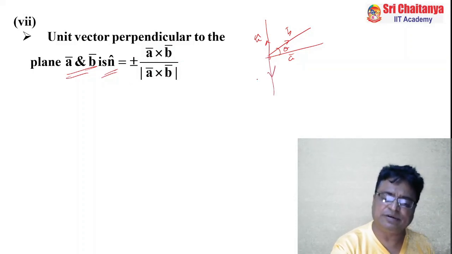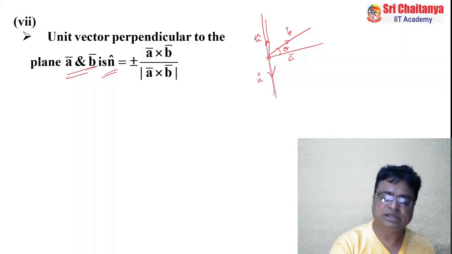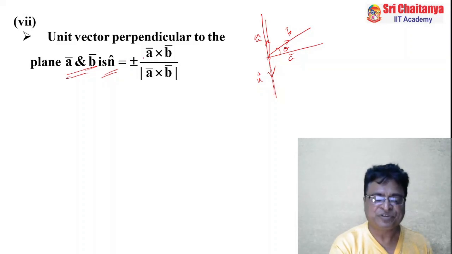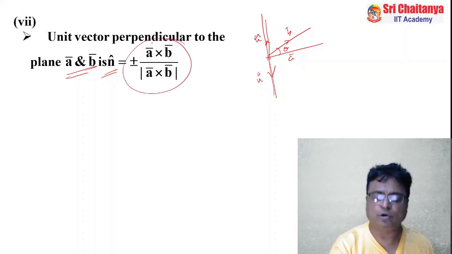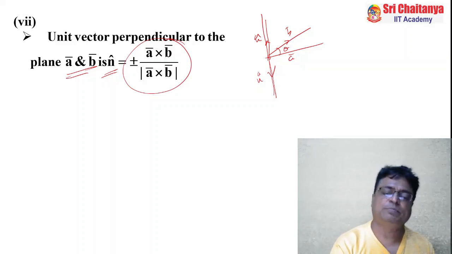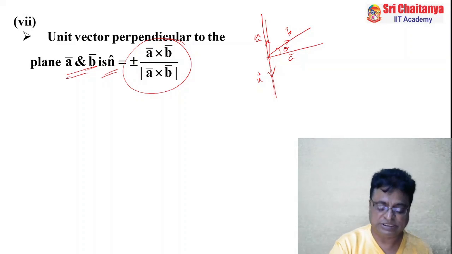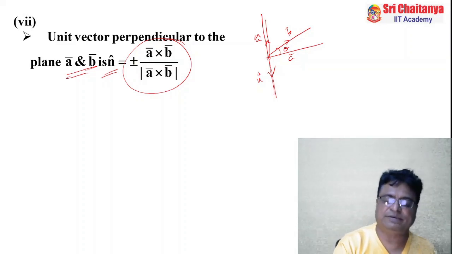The unit vector may be in this direction or along this direction. Two different unit vectors will occur. That's why we are using plus or minus. So this is the formula. Whenever two vectors are given, we need to find the unit vector perpendicular to the plane of A bar and B bar. This is the way to solve the problem. This is the way to find the unit vector.